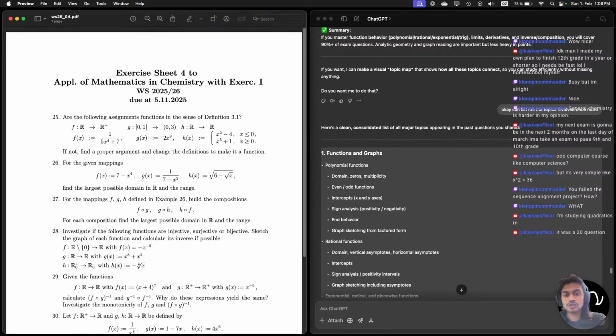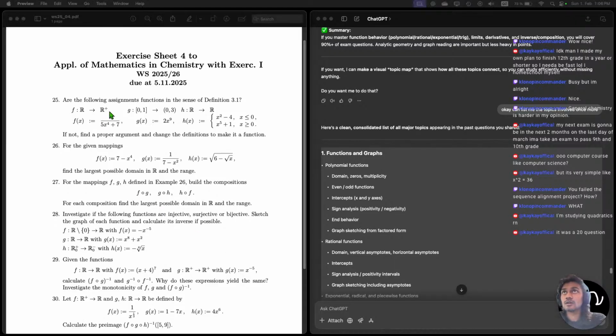This is exercise sheet 4. Are the following assignments functions in the series of definition 3.1? Come on, why you gotta do it like that? How do I get the definition for 3.1? I gotta go for lecture notes. Really?